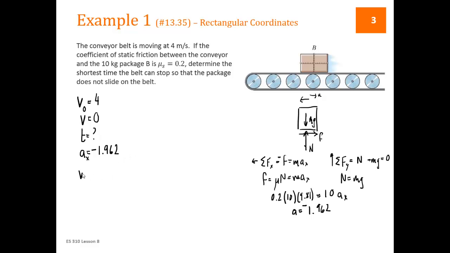We can write v is equal to v naught plus at, because this is a constant, right? And plugging things in, we get 4 minus 1.962 t. Our final velocity is 0. Solve for t. T is going to be 2.04 seconds. And that then is our answer. So we used our force equations over here, we used our kinematic equations, and ended up solving for our time.